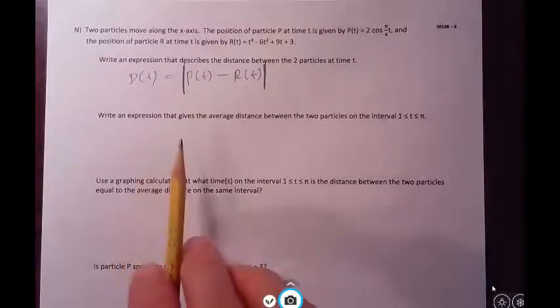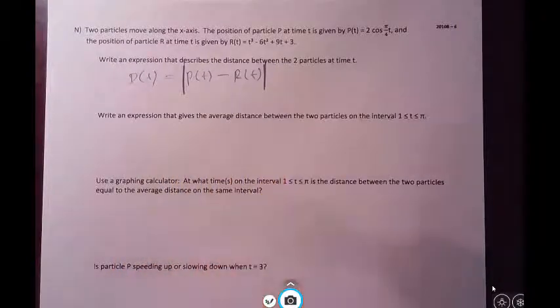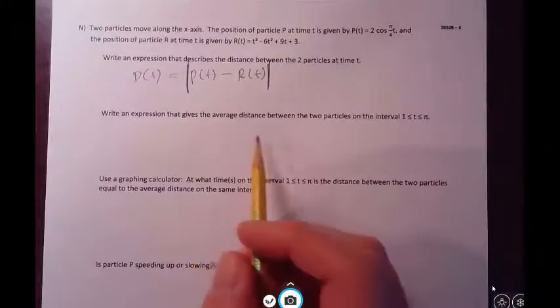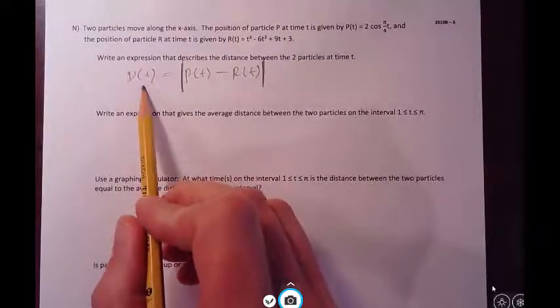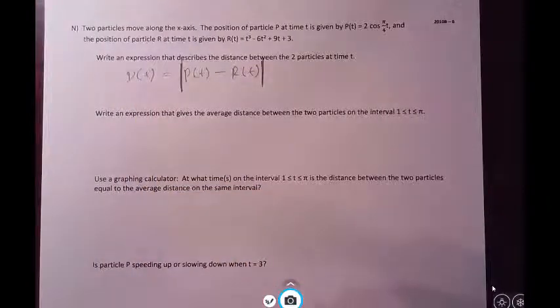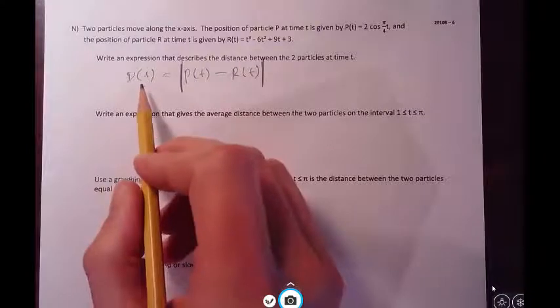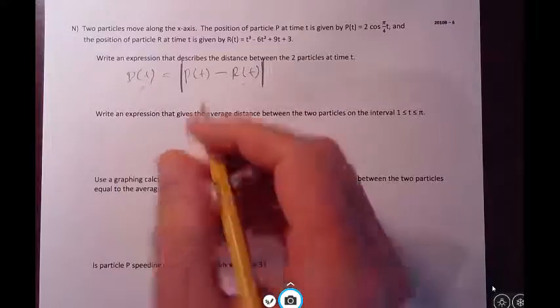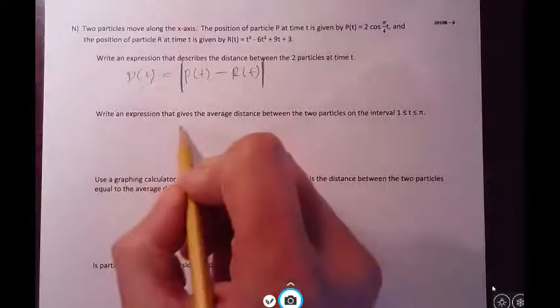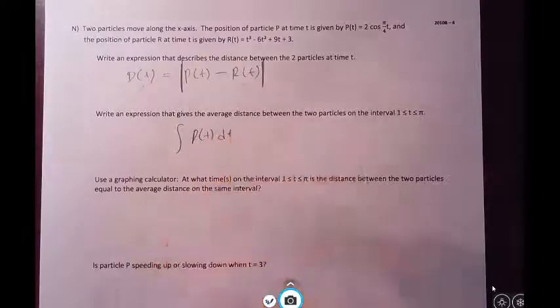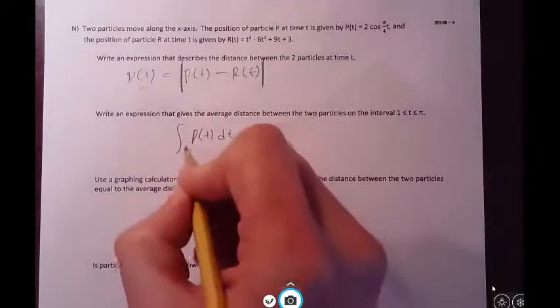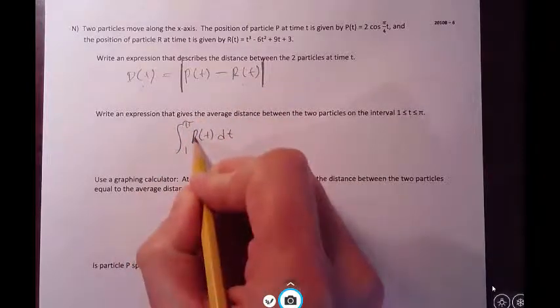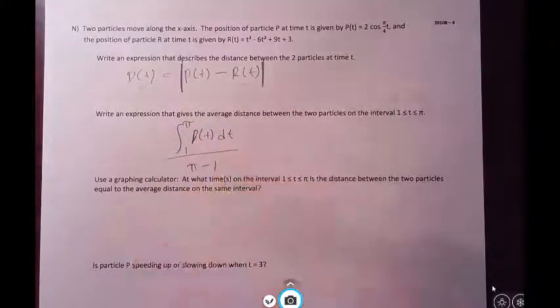Then it says write an expression that gives the average distance between the two particles on the interval. Well, this is the distance at any given time. To get the average distance, I would need to take the integral of the distance function divided by the interval. So I would get the integral of d of t on the interval 1 to pi, and I divide that by the width of the interval, pi minus 1. That's it. That's the expression.